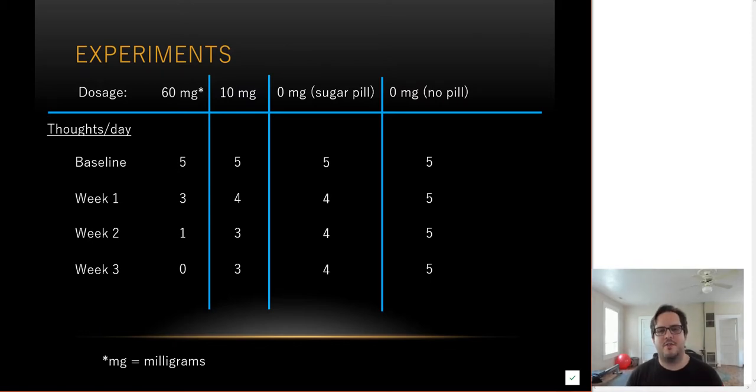We then see that there's a difference between the 2 0 milligram groups. In general, those sugar pills, or the no pills, the control groups, they didn't show much change. But the sugar pills seem to do something. Why? We'll figure out in a second. But that's the idea. This would be an experiment. The only difference between groups is what we've manipulated. Therefore, we can conclude that this Paxil is causing the change in the number of self-defeating thoughts per day.